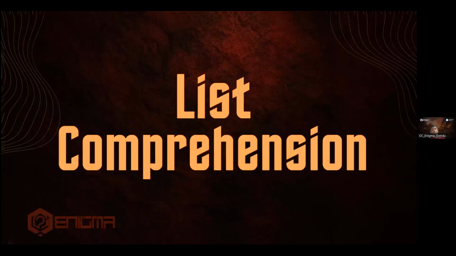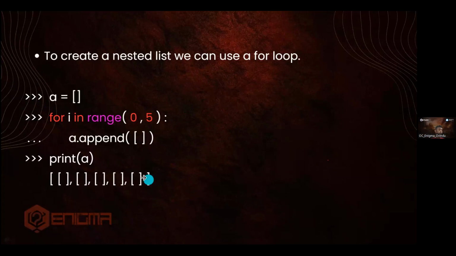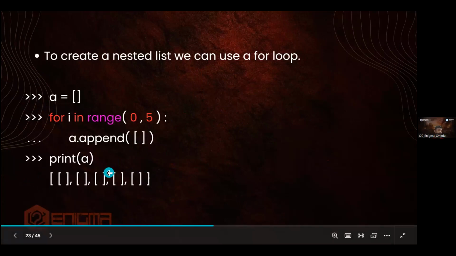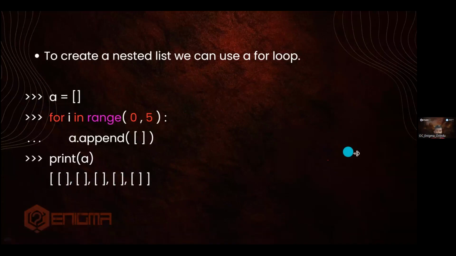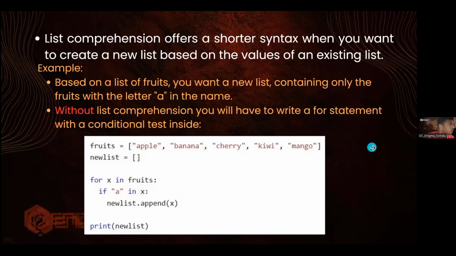Okay, so next we move on to list comprehension. List comprehension is a much simpler syntax. You saw how many lines of code we have to write to just make this list, which has actually 5 empty lists inside. But there's a much simpler way to do this, and that is list comprehension. List comprehension offers a shorter syntax when you want to create a new list based on values of an existing list.